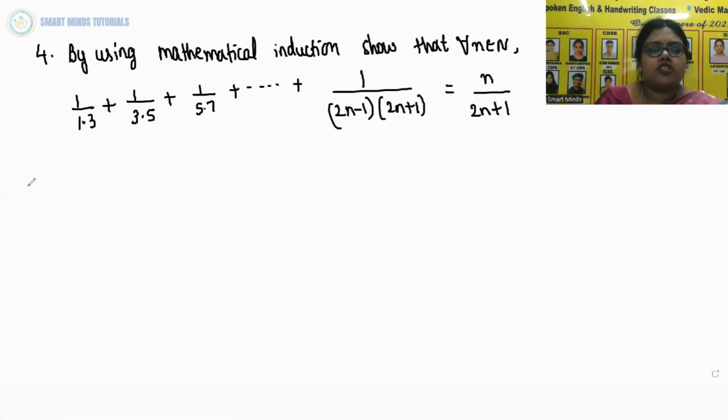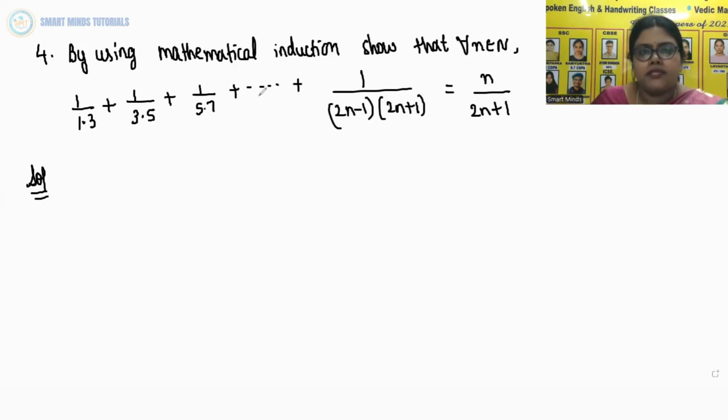Now take this question from mathematical induction. By using mathematical induction, show that for all n belongs to N, 1 by 1 into 3 plus 1 by 3 into 5 plus 1 by 5 into 7 plus so on up to 1 by 2n minus 1 into 2n plus 1 is equal to n by 2n plus 1.